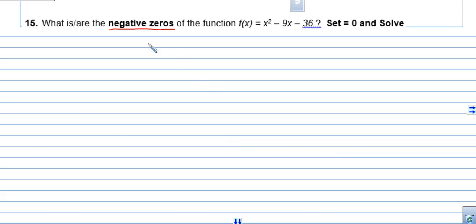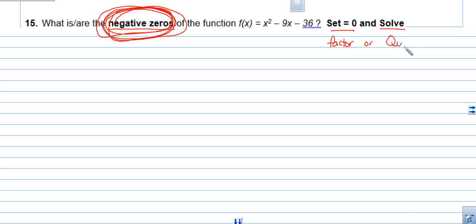Okay, so now it says, what is the negative zeros, because there could be more than one. Okay, so we only need to know the answer to the negative zeros one. So you can set it equal to 0 and solve. So that means you could factor or use the quad formula. Okay, either way. Now, since this does not have a number in front, it's going to be really easy to factor, and you should know how to factor, and we expect you to know how to factor. So since I showed you the quadratic formula on the previous question, I'm not going to show it to you on this one. Okay? So we're going to factor.